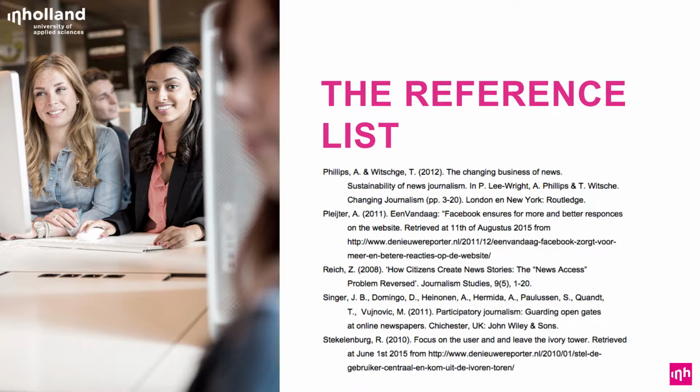A source listed in your reference list that takes up more than one line should have subsequent lines indented. As you can see in the example, the Stekelenburg source is an online one, but it is still listed among the academic journal articles such as the Phillips and Witsche article. However, there are differences in the way journal sources, books and online sources are presented.